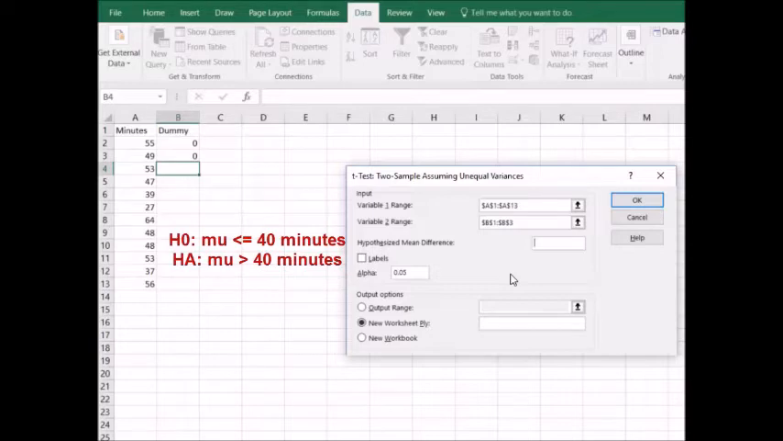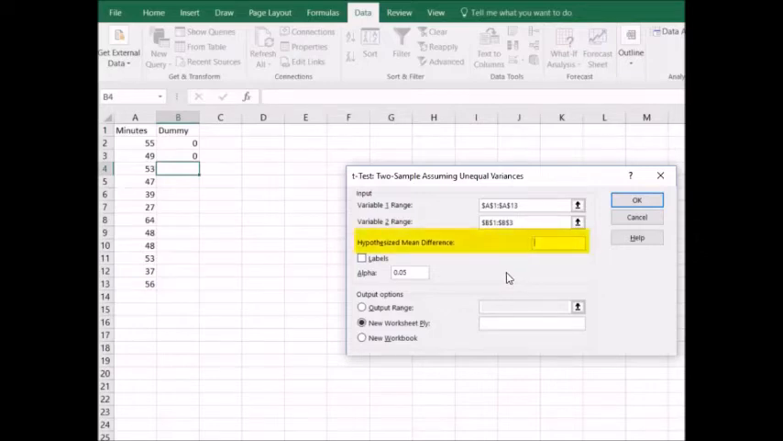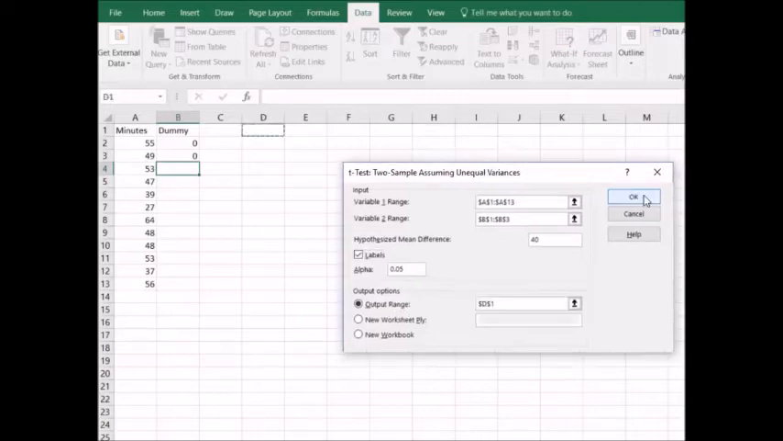Our alternative hypothesis is that mean is greater than 40 minutes. Therefore, the hypothesized mean difference is 40. We check labels since we included column header, and we're testing at an alpha of 5% or 0.05. I'll put the output in this tab and then we'll click OK.